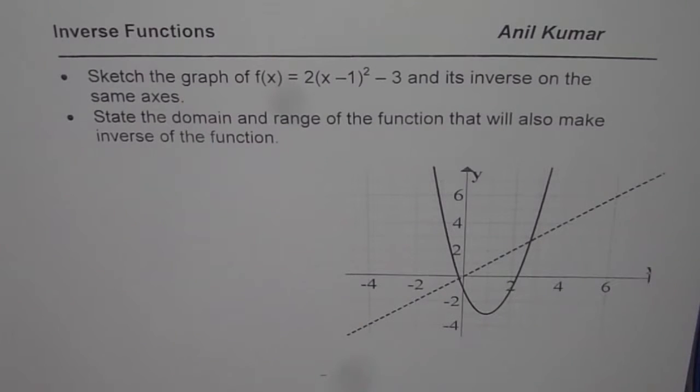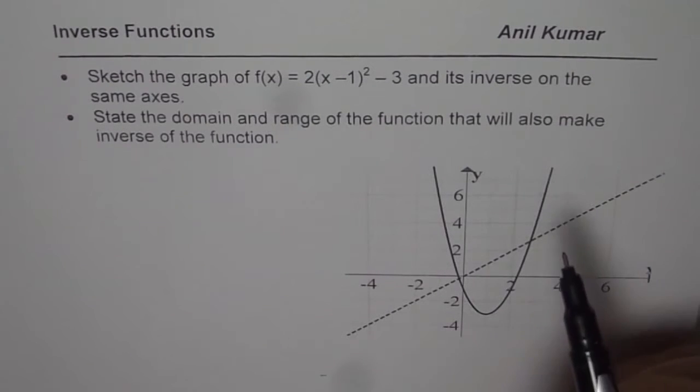The question here is, sketch the graph of f of x equals 2 times (x minus 1) squared minus 3 and its inverse on the same axis. The second part of the question is, state the domain and range of the function that will also make the inverse of the function. So there are two parts to this question.